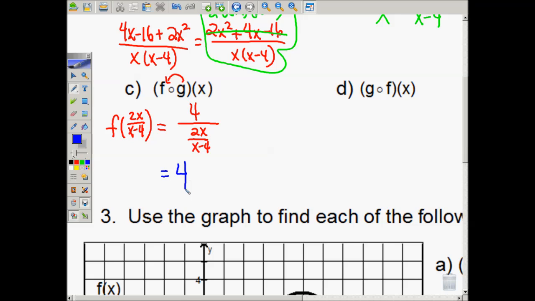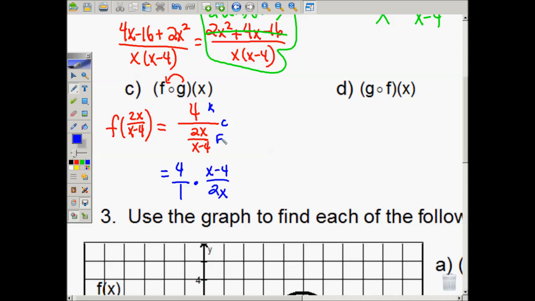So I keep, change, flip. Keep, and let's write that as a fraction: 4 over 1. So I'll keep it. And what am I going to change the division into? Multiplication. So I kept, changed, and I'm going to flip this. So when I flip it, it's going to become x minus 4 over 2x. Remember, we don't divide fractions. We multiply by the reciprocal.